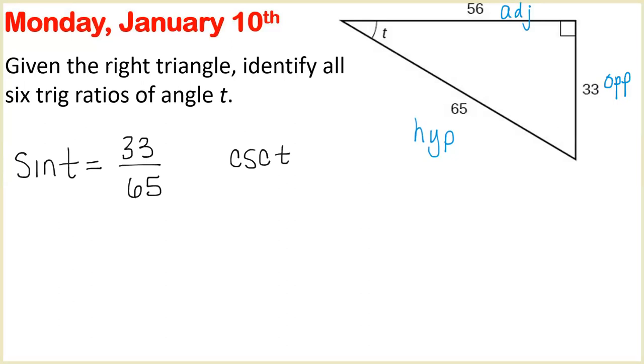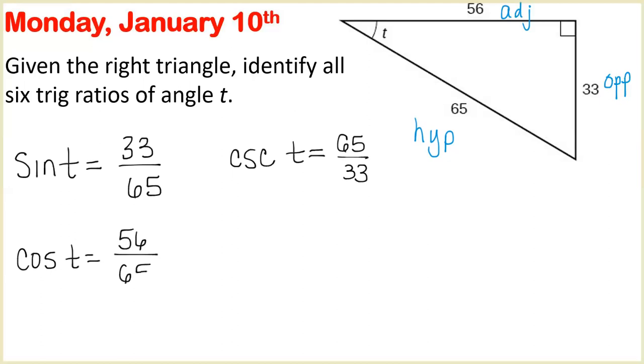So cosecant is the reciprocal of sine, which would be 65 over 33. And then you have your cosine. Cosine is adjacent over hypotenuse. So 56 over 65. The sister to cosine is secant. So we flip that ratio.